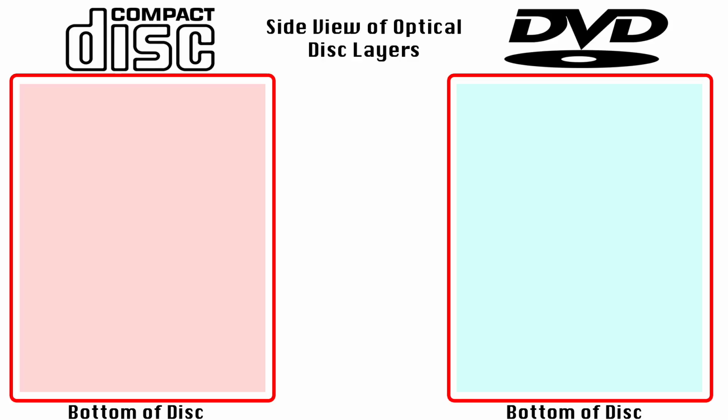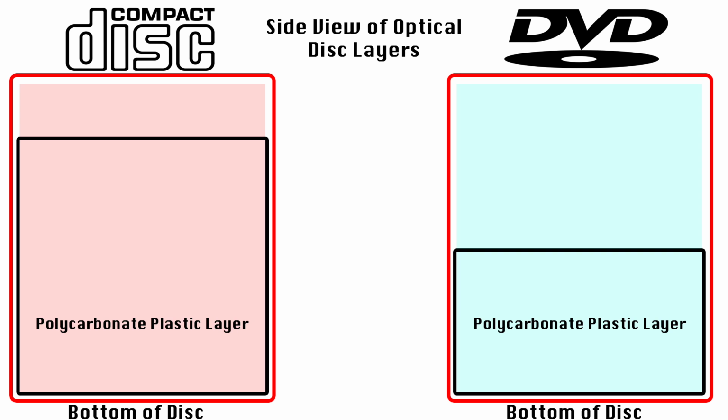In order to truly understand disc rot, we need to discuss how optical media discs are made. All DVDs, CDs, and other optical media have a basic common construction. From the bottom up, there is a polycarbonate plastic layer. No data is stored there. This is just a protective layer.